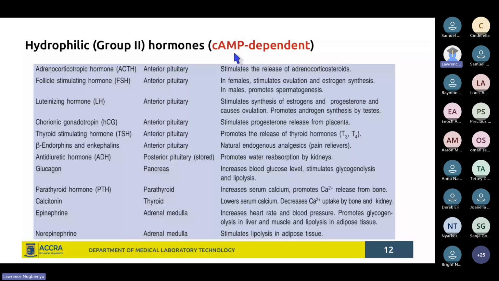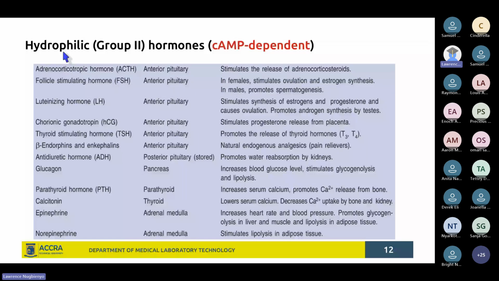Now, bring your mind to this. You have the hormone being hydrophilic. If the hormone is hydrophilic, it means that it cannot pass through the cell membrane, which is a phospholipid bilayer. You know the hydrophobic hormones, we saw the mechanism. The hormone passed through the cell membrane and went into the cytoplasm. But the hydrophilic hormones cannot do that because they are water soluble and the cell membrane is lipid.